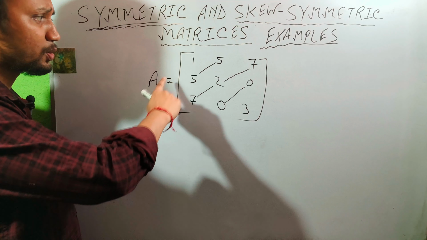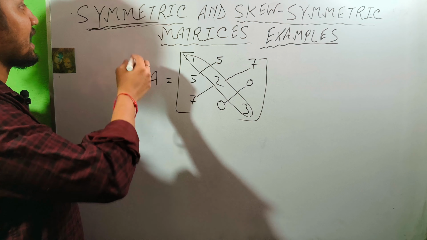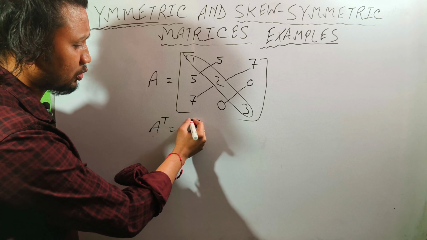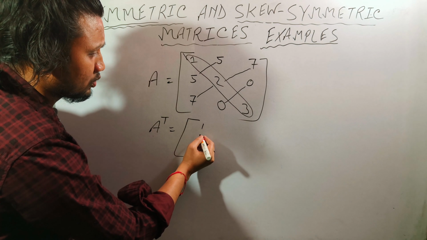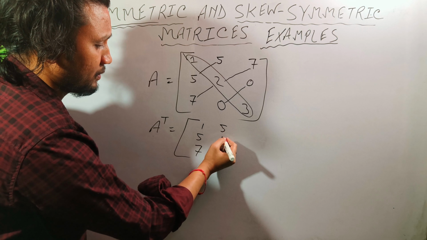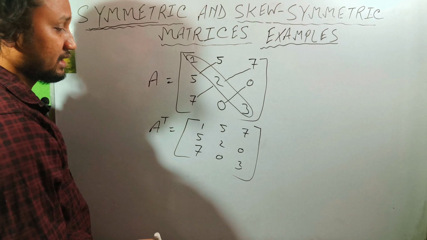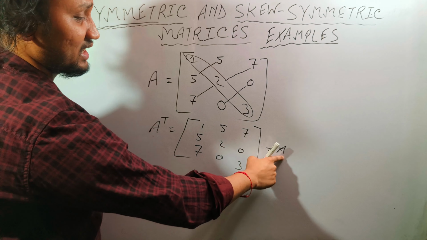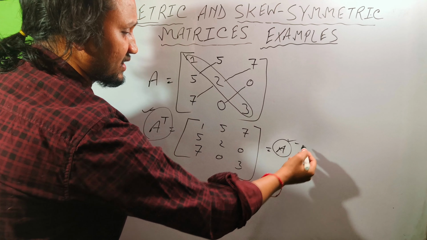Now you can see this matrix which we have formed just now is an example of a symmetric matrix. You can check it. Transpose of A is equal to 1 5 7, 1 5 7, 1 5 7. Like this, the first row will be changed into the first column, then 5 2 0, 5 2 0, and 7 0 3, 7 0 3. Here you can see this matrix is exactly the same as matrix A. So we have got transpose of A is equal to A itself.